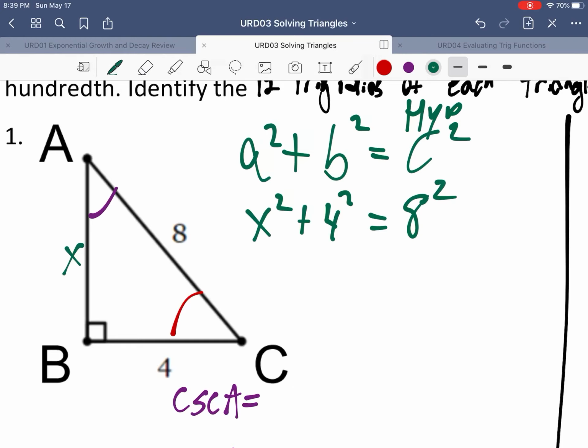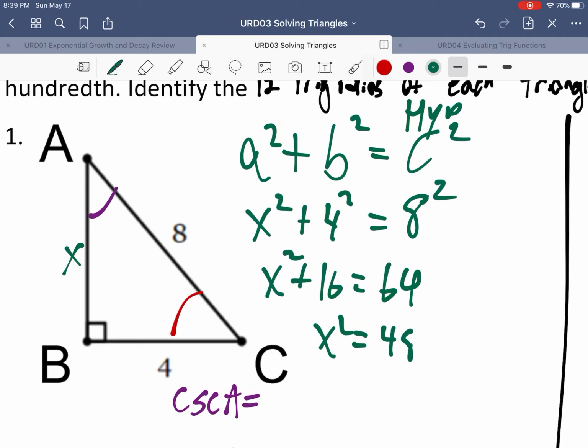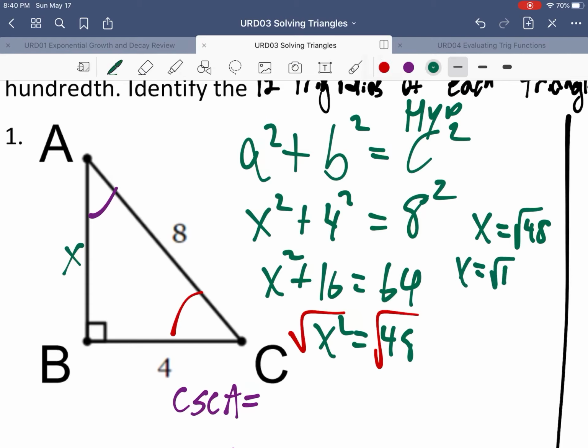Now, it doesn't matter if I switch the order of x and 4, it's going to give us the same answer. So we're going to get x squared plus 16 equals 64, which gives us x squared equals 48, and we finally simplify that to be x equals radical 48 by taking the square root of both sides. Now, 48 is not a perfect square, so it will become x equals radical 16 times radical 3, because the largest perfect square that goes into 48 is 16. We could do 4 and 12, but 12 would still contain a perfect square. So we're going to get x is equal to 4 radical 3.